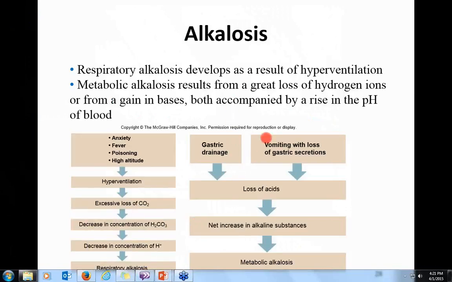Metabolically, which is shown on this side of the slide, gastric drainage and vomiting both contain lots of acids, and that can increase alkaline effects, and also cause metabolic alkalosis.